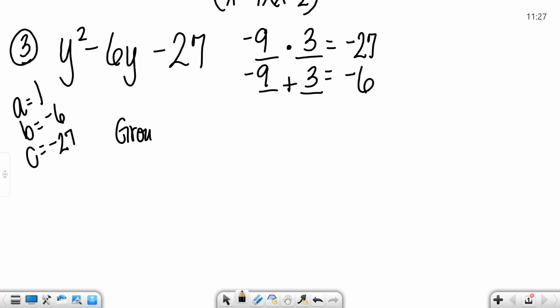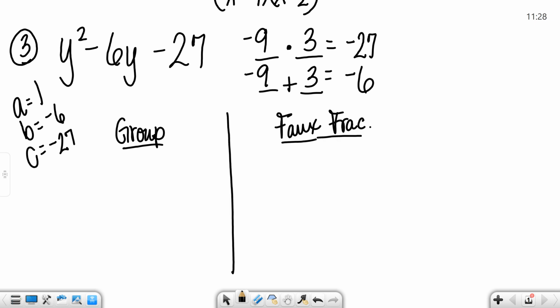All right, again, you get to choose either way, grouping or faux fractions. Okay, again, I'll do it both ways just so you can see it happen. For grouping, my first term comes down. I rewrite the middle using my terms that I found. My last term comes down. Now I group, I'm sorry, my y's turned into x's all of a sudden.